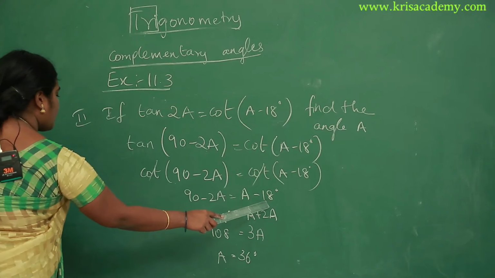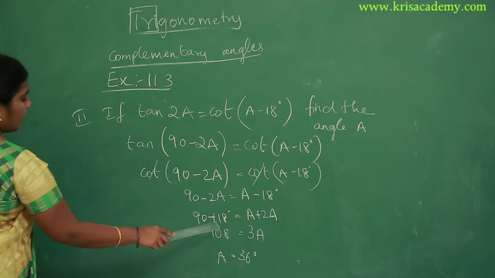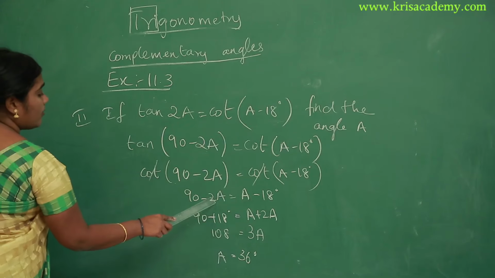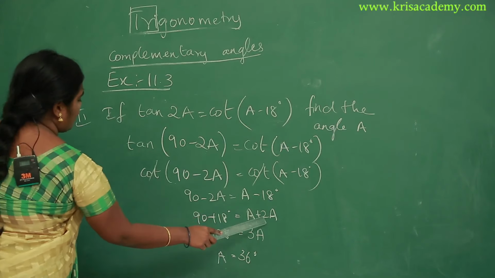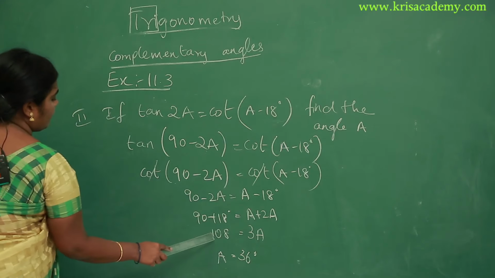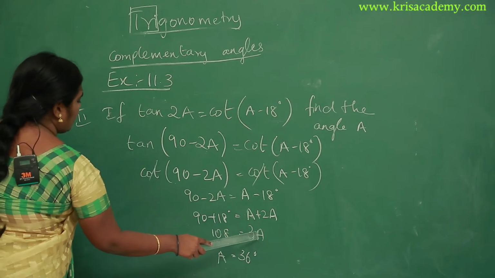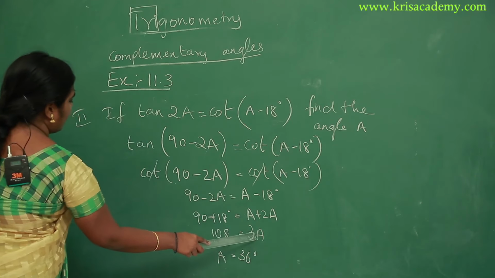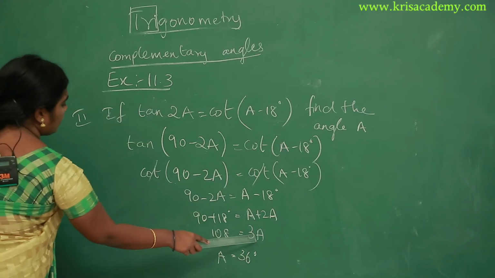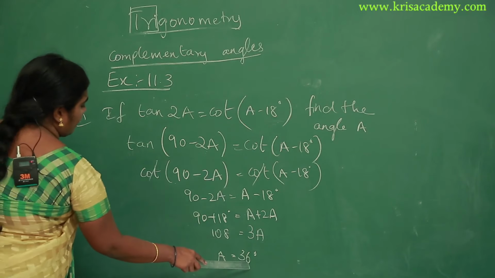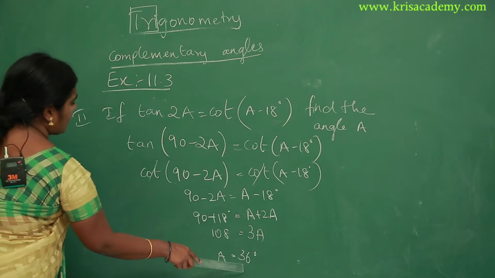So bring minus 18 degrees to this side, it becomes plus 18 degrees. Minus 2A will become plus 2A. 90 plus 18 is 108, A plus 2A is 3A. Here 3 into A is 3A. So multiplication, cancel in 3 table, 3 3s are 9, 3 6s are 18. So A angle is 36 degrees.